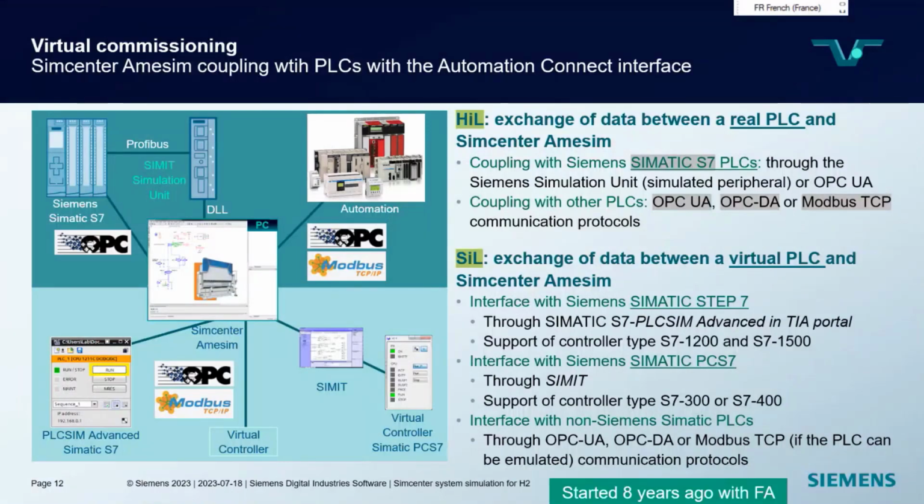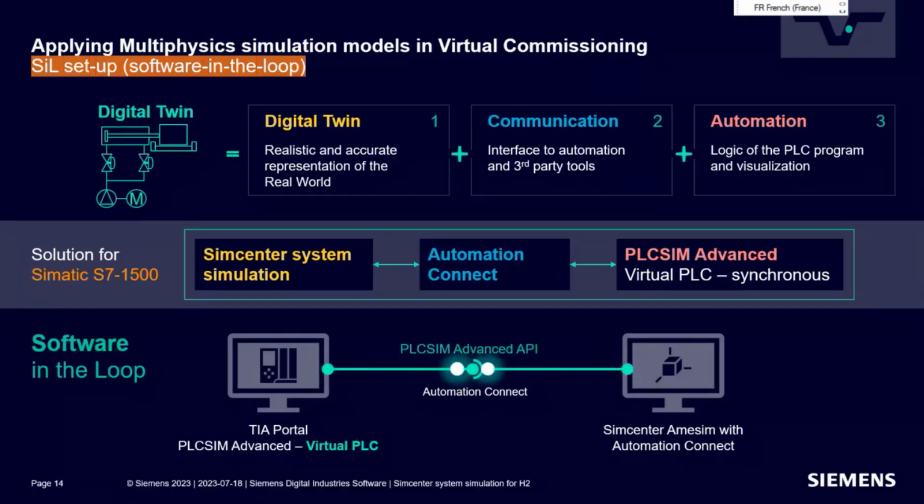And if we go more into the details, it's the picture here to see how you connect. So in yellow, you have the digital twin, which is done with Simcenter Sim. In the middle, in blue, the communication with Automation Connect. And at the right side here, it's for the virtual part of the PLC. So you use PLCSIM Advanced, and you exchange between PLCSIM Advanced in TIA Portal and Simcenter Sim with Automation Connect in the middle.